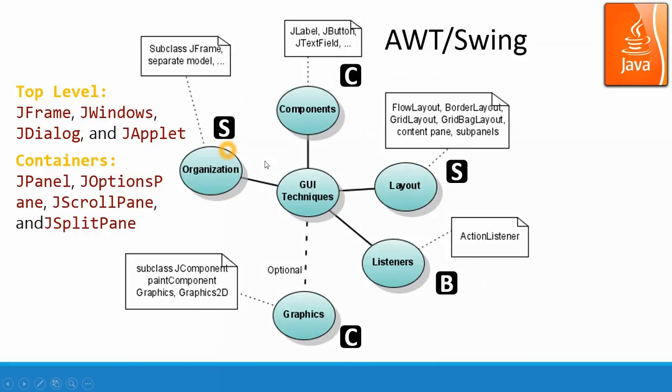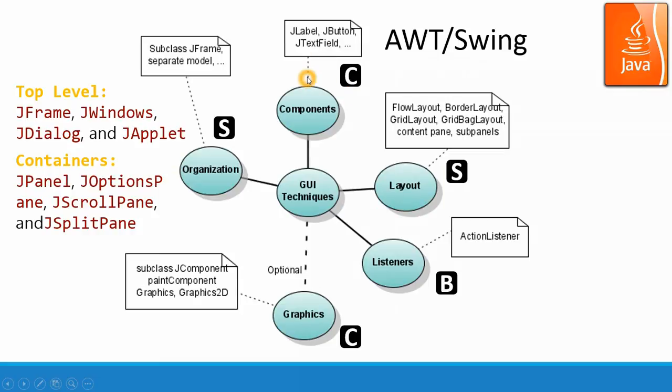For structural building blocks, we have top-level containers: frame, windows, dialog, and applet. And sub-containers, we have JPanel, option pane, scroll pane, split pane, and we also have the layouts. Layouts are not components; a layout is just a guideline for how to put stuff into the frame or windows. And these are for the structural description of a GUI program.